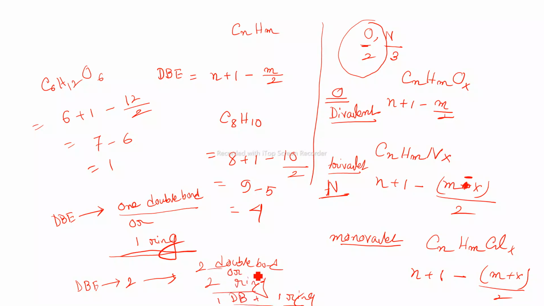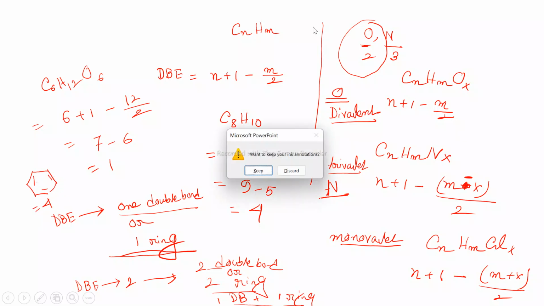If the DB is 3, like this. Can you tell me what is the double bond equivalence of a benzene ring? 4. Yes, because it has 3 double bonds and 1 ring. So that means 4: 3 double bonds plus 1 ring. Now read the question again.